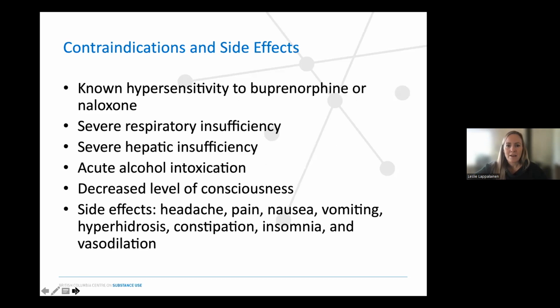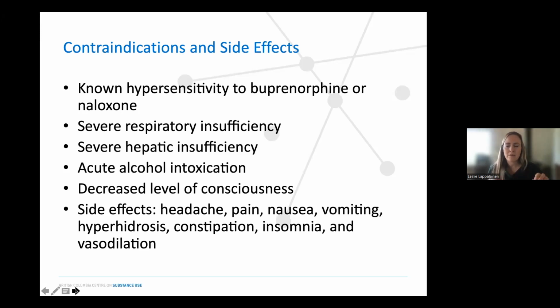Contraindications and side effects: known hypersensitivity to buprenorphine or naloxone. On here it says severe respiratory or hepatic insufficiency, which is a contraindication, but I think it always needs to be a risk balance. If I have a patient who's using 2 grams of fentanyl a day, I know that they're at a severely high risk of death from overdose, and they would benefit from OUD treatment.